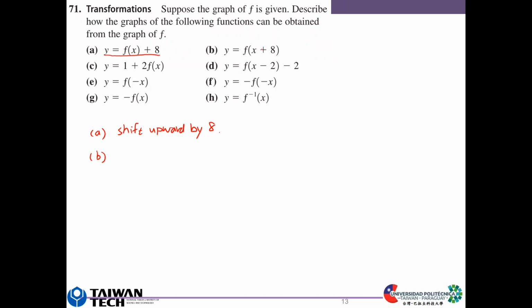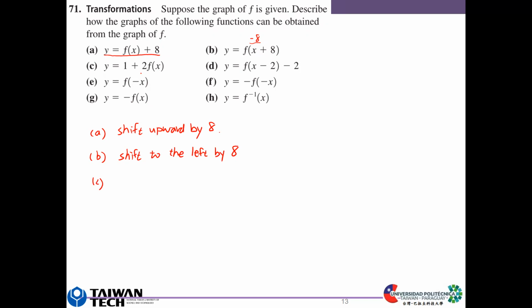Okay. So for problem B, you can say, well, it's x + 8. Suppose initially x starts from 0, but if it's x + 8, then x starts from -8, which means the graph is shifted to the left by 8 units. So for problem B, we shift f of x to the left by 8.